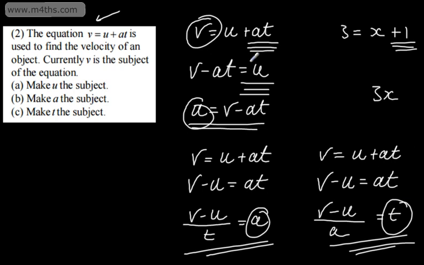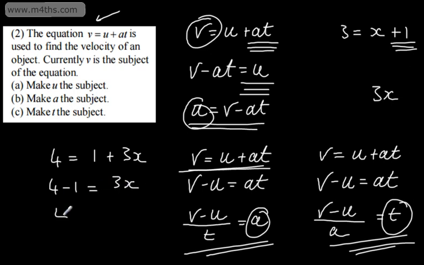This is no different to solving an equation like so. If we said 4 is equal to 1 plus 3x, this is very similar right here. If I wanted to now solve for x, it would be 4 minus 1 is equal to 3x, and then 4 minus 1 divided by 3 is equal to x, and we can see that that's just going to give us 1. 4 minus 1 is 3, 3 over 3 is just going to give us 1.